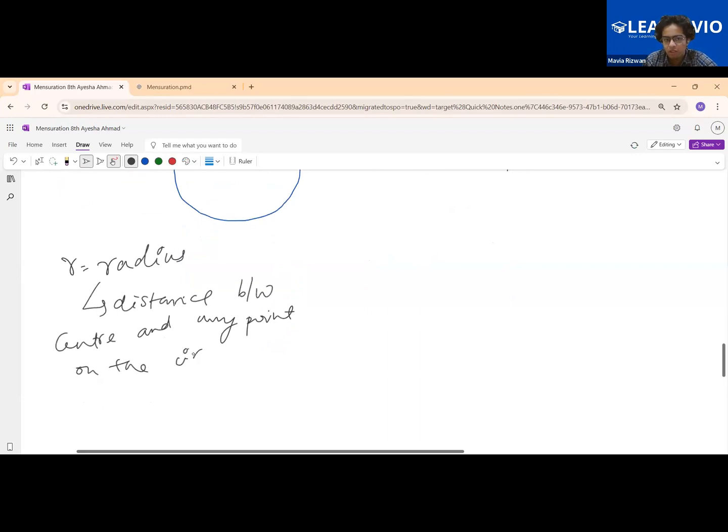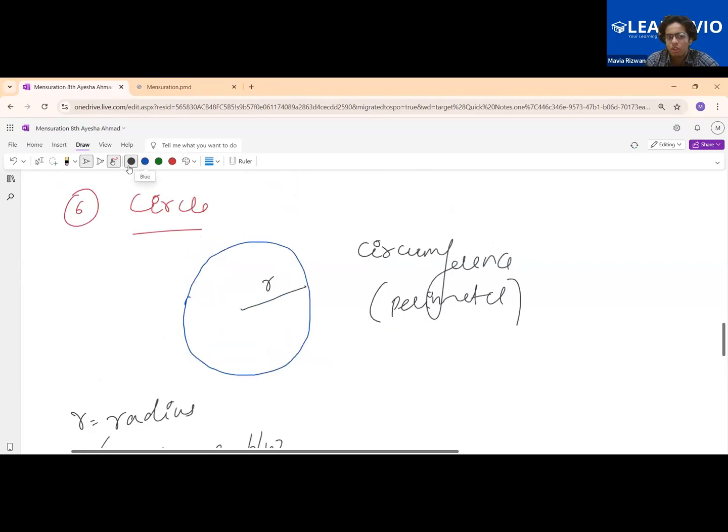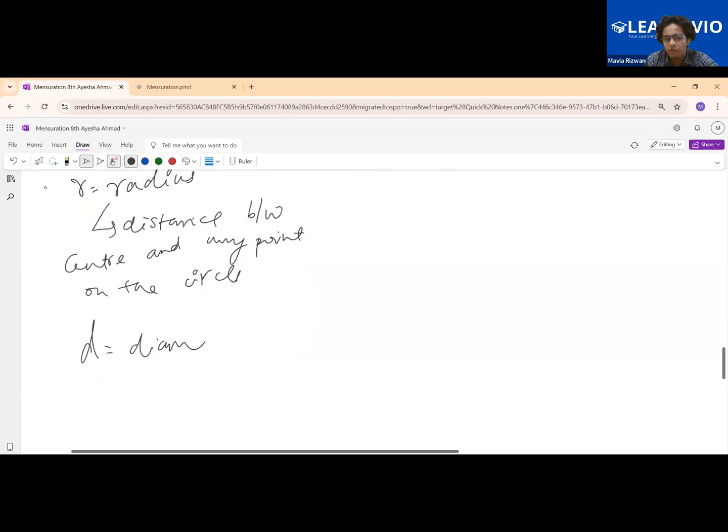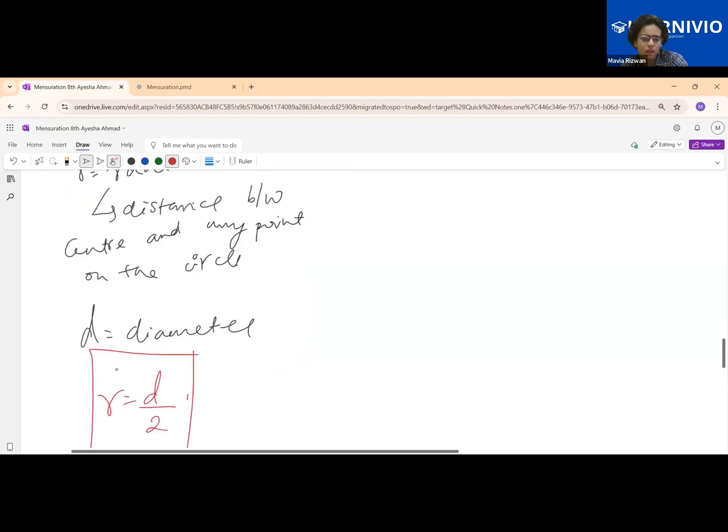There is another thing that we call diameter. Diameter is like one point to another that passes through the center. This is the center. D is the diameter, and diameter is nothing but double of radius. So R is equal to D by 2. Remember this formula. R is equal to D by 2. This is going to help in this chapter a lot.